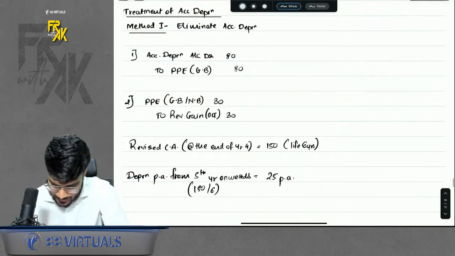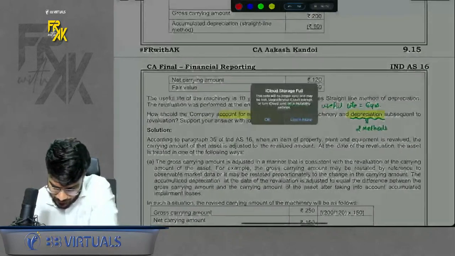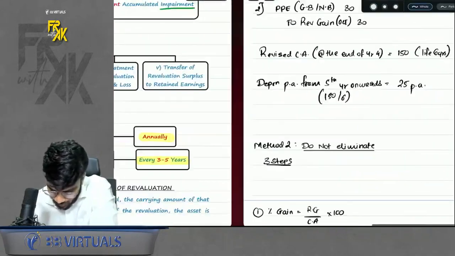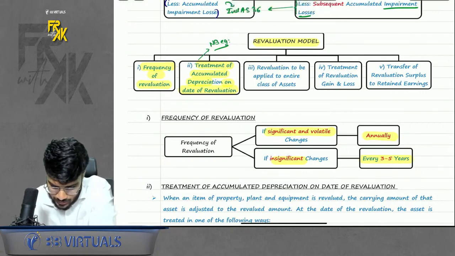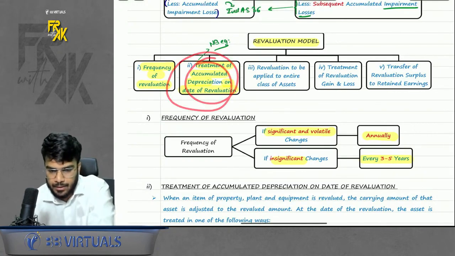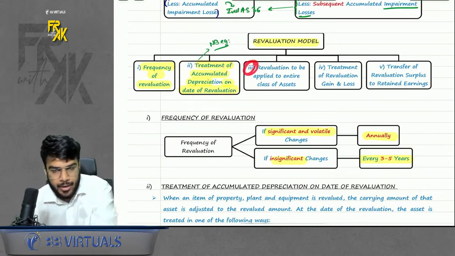So, welcome back after the break, guys. We were studying this concept of revaluation model. Under this, we have already completed 2 points, right? We have completed frequency of revaluation and we have also completed this treatment of accumulated depreciation, right? Now we will move on towards the third point.